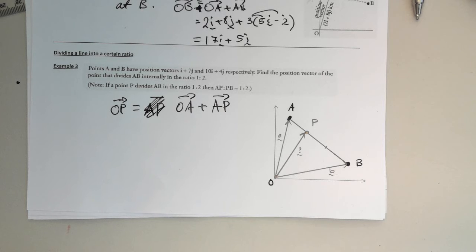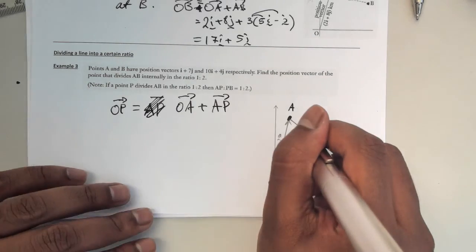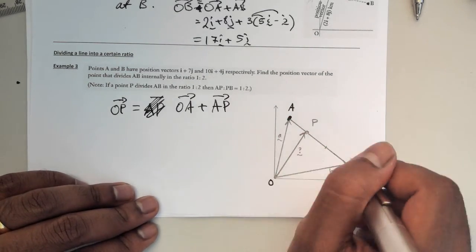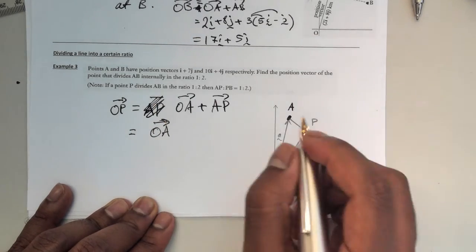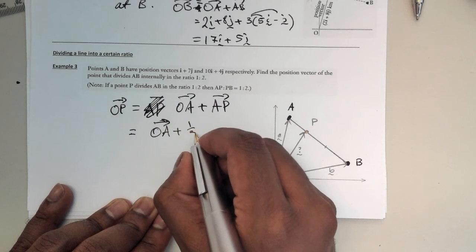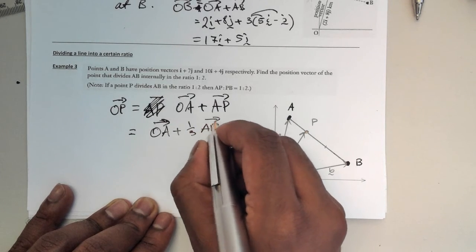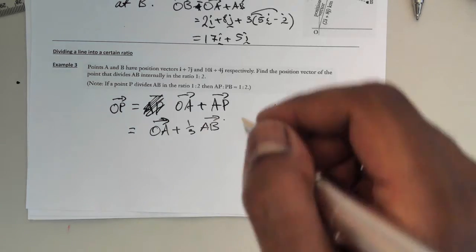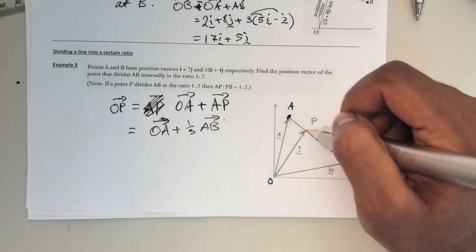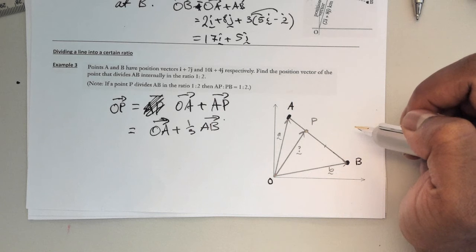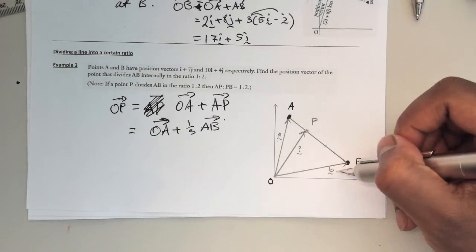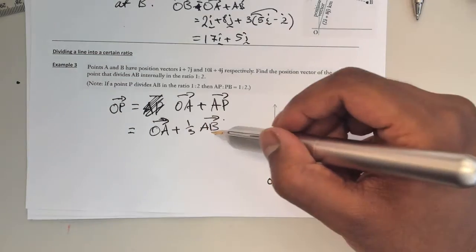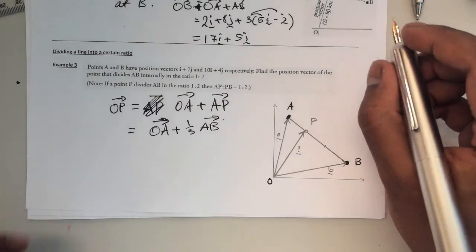Now AP is a ratio of another vector. AP is actually a third of AB. So what I can do is write down OA there, and I can say AP is actually a third of AB. That's true because it divides the ratio of 1 to 2. And then, hold the phone. I've got vector A and vector B there, and I've got OA and AB. Can I just substitute my vectors in? Well, let's see what happens.